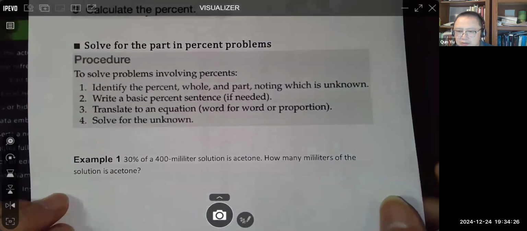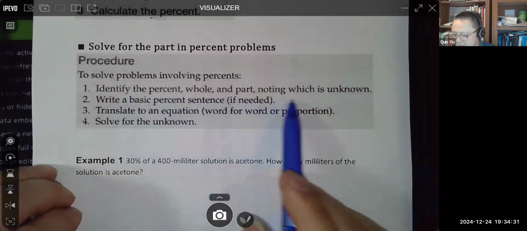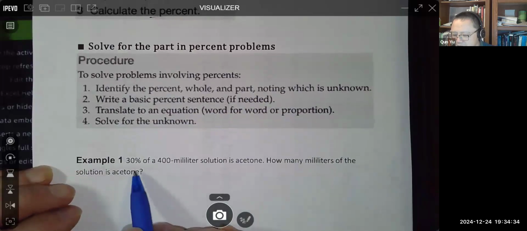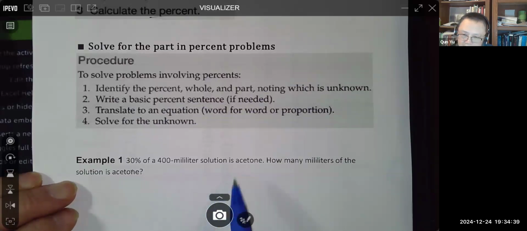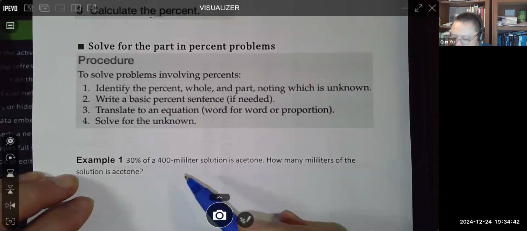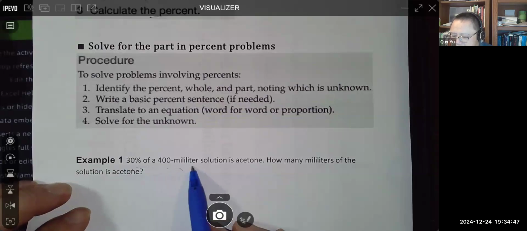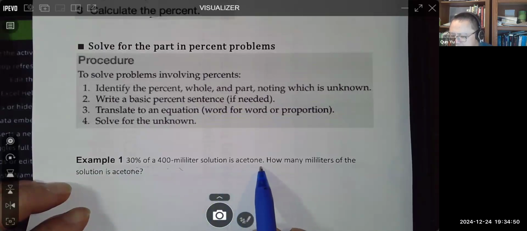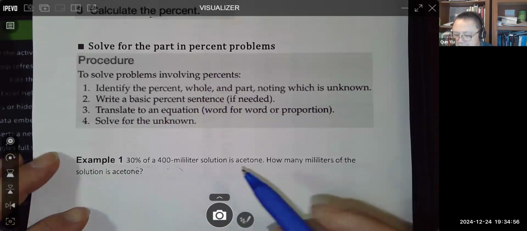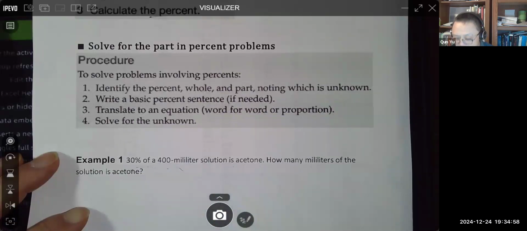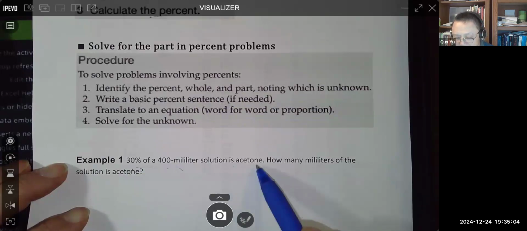Now let's go straight to the first example. Say identify which part is which. Example 1: 30% of a 400 milliliter solution is acetone. The solution is liquid, right? Like acid solution, all of those solutions. How many milliliters of the solution is acetone? So it's not that the whole thing is acetone, it's acetone solution. So how many milliliters of pure acetone are in it?